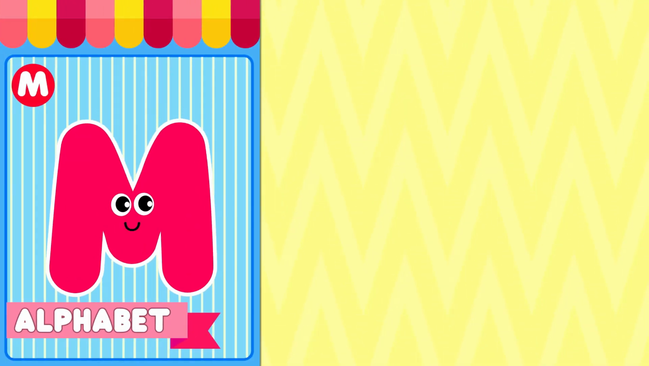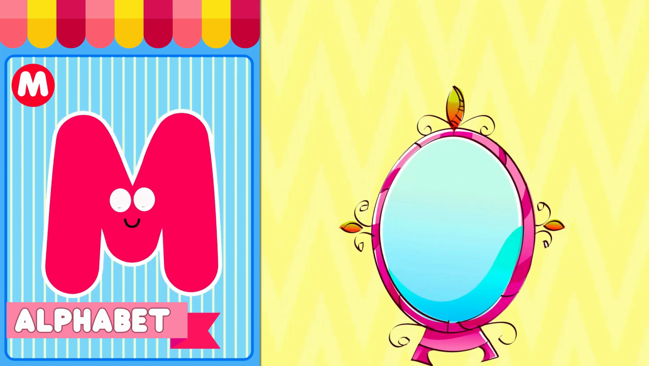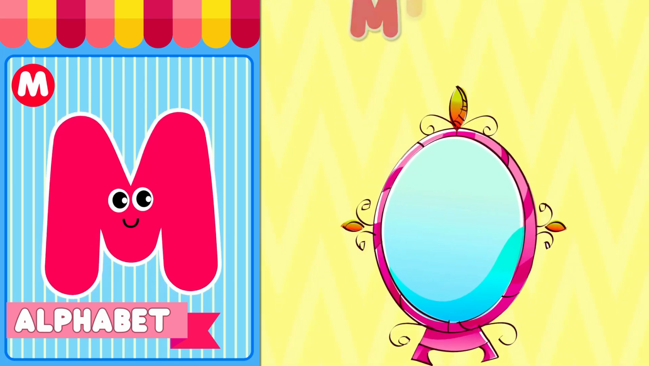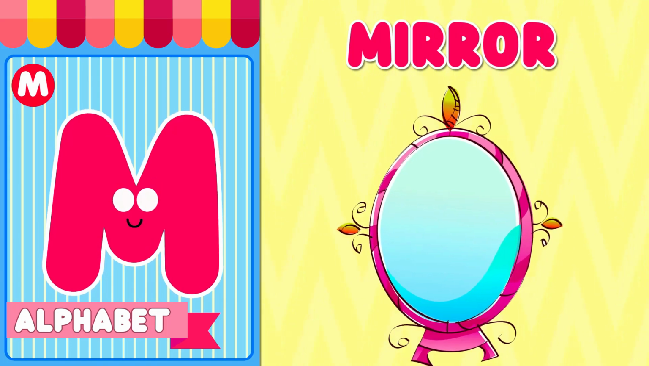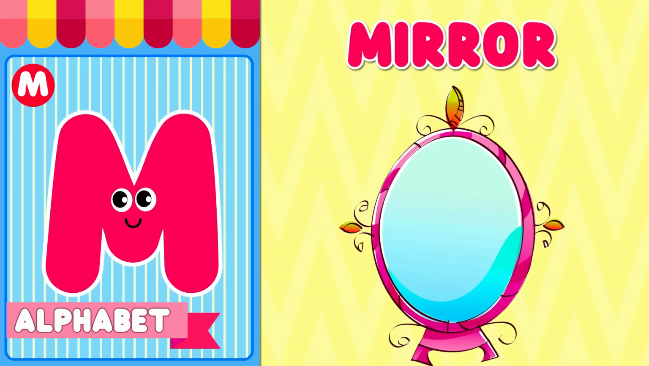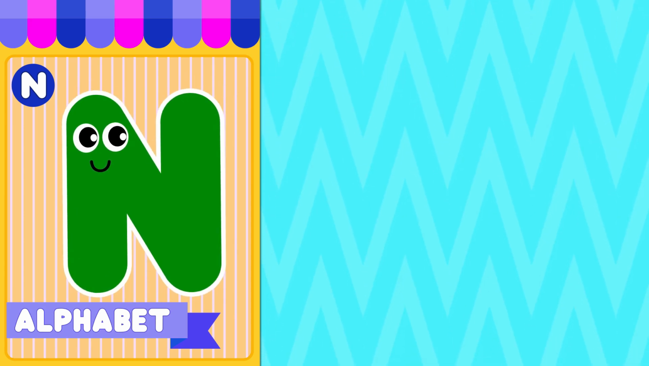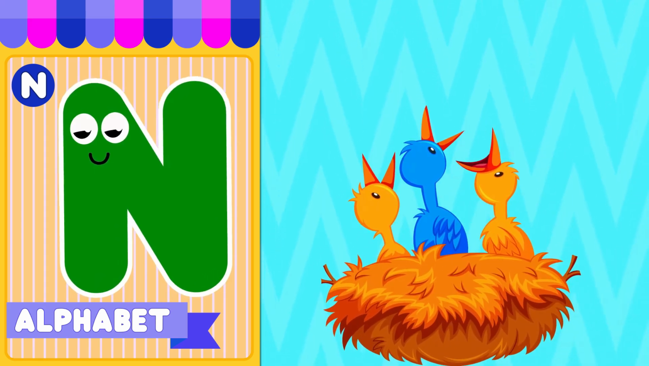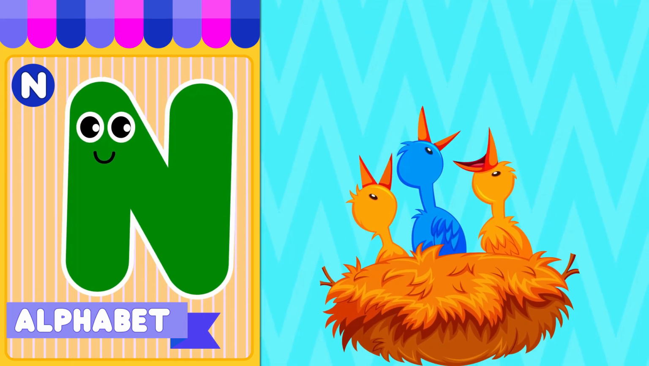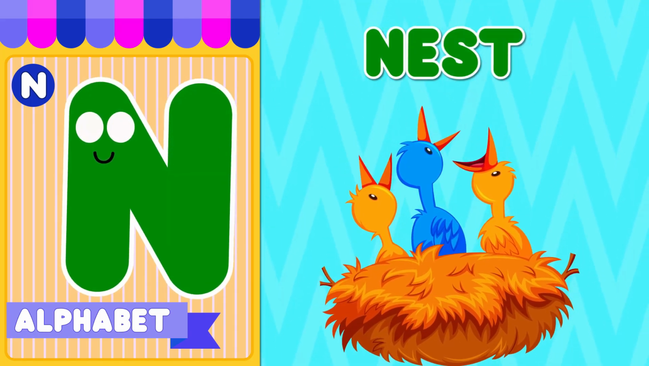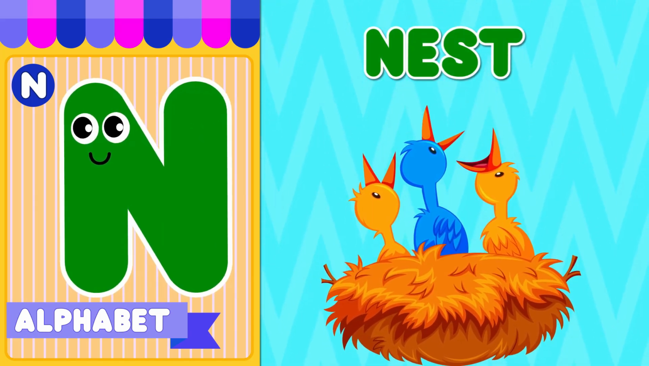It's the alphabet M. M for mirror. Mirror. M for mirror. It's the alphabet N. N for nest. Nest. N for nest.